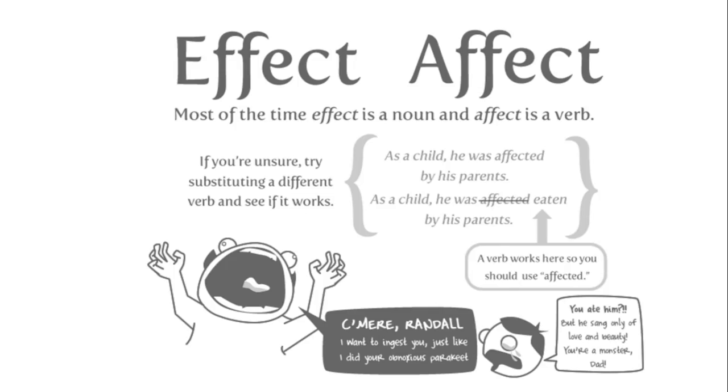If you are unsure, try substituting a different verb and see if it works. So for example, as a child, he was affected by his parent. As a child, he was eaten by his parent. A verb works here, so you should use affect. So remember, affect is a verb. So if you can replace another verb in the sentence and it still makes sense, then it is affect.